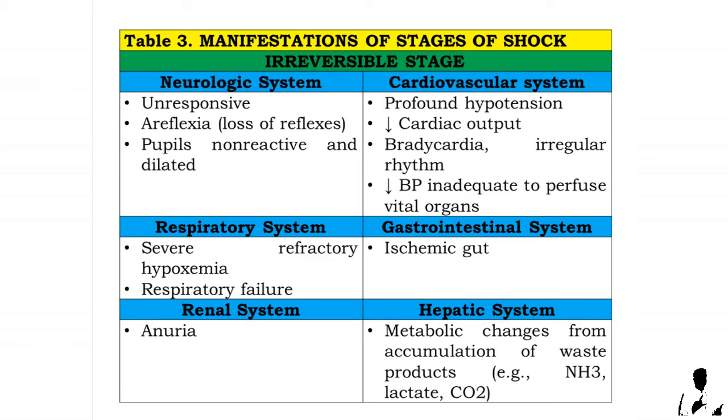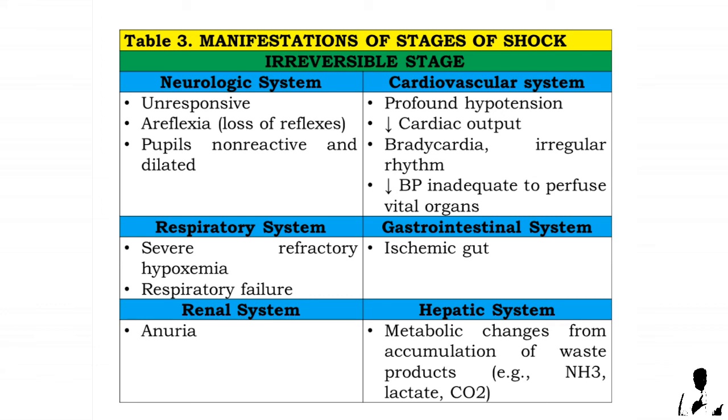Irreversible stage. Neurologic system. Unresponsive, areflexia, or loss of reflexes, and pupils non-reactive and dilated. Cardiovascular system. Profound hypotension, decreased cardiac output, bradycardia, irregular rhythm, and decreased blood pressure inadequate to perfuse vital organs. Respiratory system. Severe refractory hypoxemia, and respiratory failure. Gastrointestinal system. Ischemic gut. Renal system.